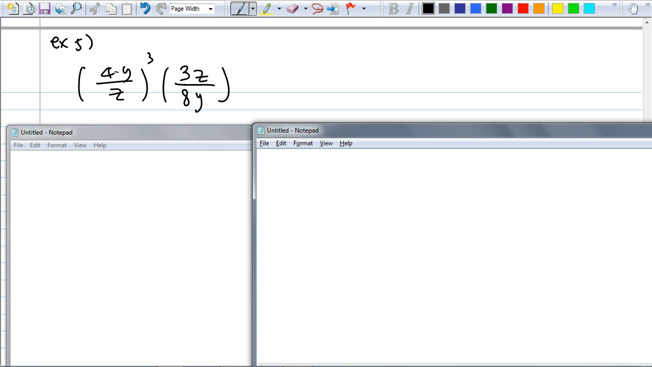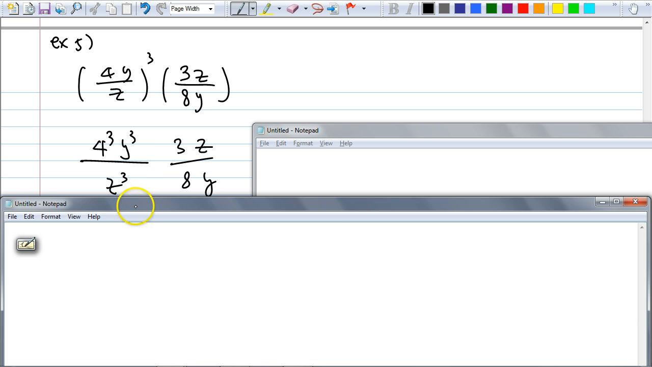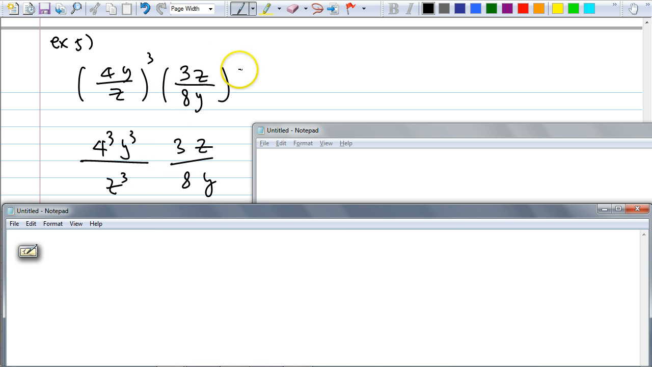Samuel, Lee, what do you think? What will 4y over z to the 3rd be if you get rid of that parentheses? Exactly right. It'll be 4 to the 3rd, y to the 3rd over z to the 3rd. And then, of course, 3z over 8y is just the first power, so you could just get rid of that parenthesis. Right?